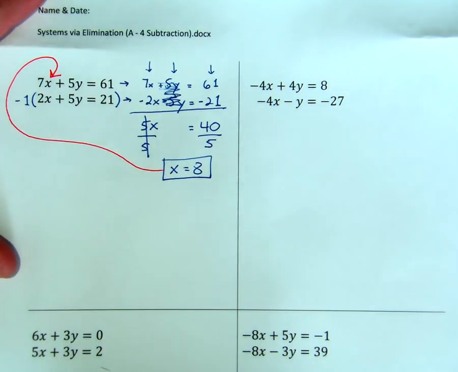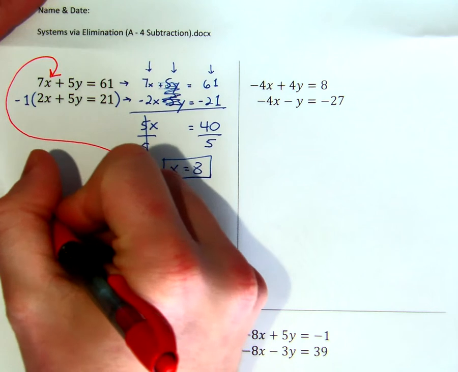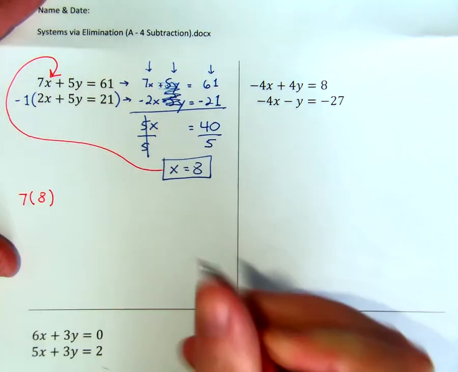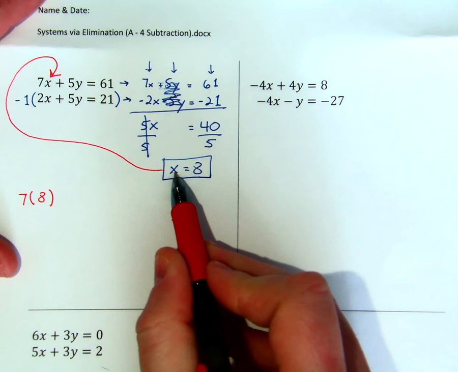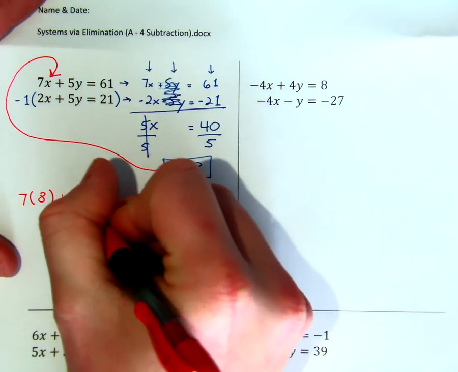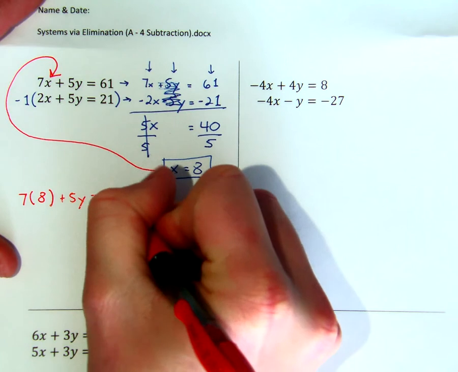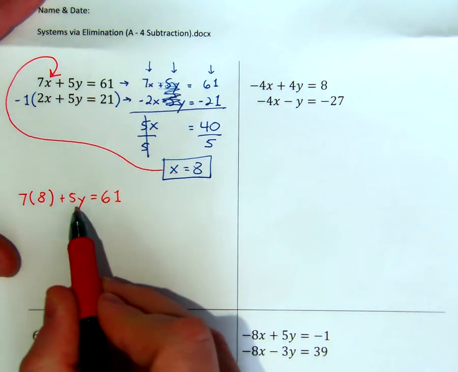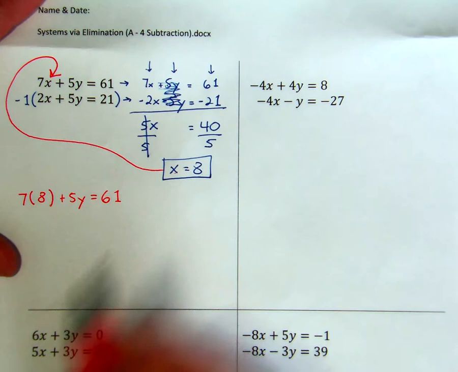and I'm going to change x to 8. So I'll rewrite the top problem. Instead of 7 times x, it's going to be 7 times 8, because again, we've already discovered that x is equal to 8. We'll complete copying down the rest of the problem. So 7 times x, or 7 times 8, plus 5y equals 61.